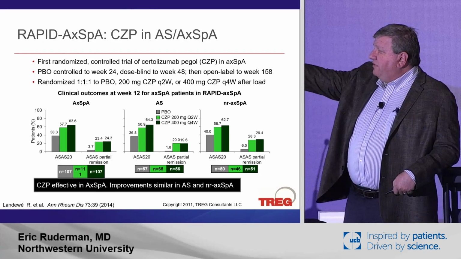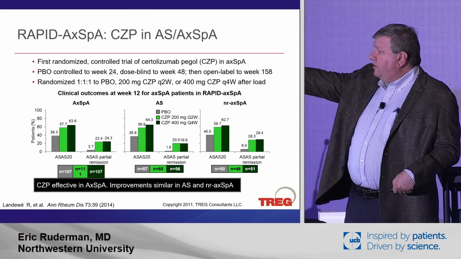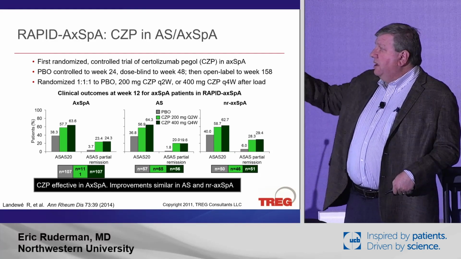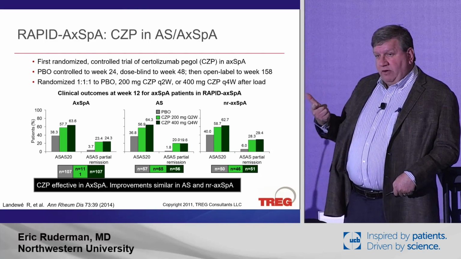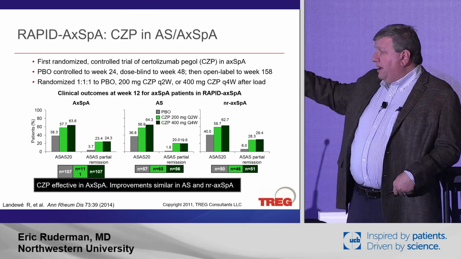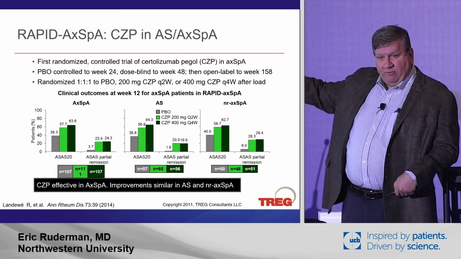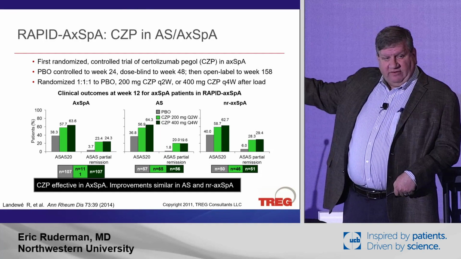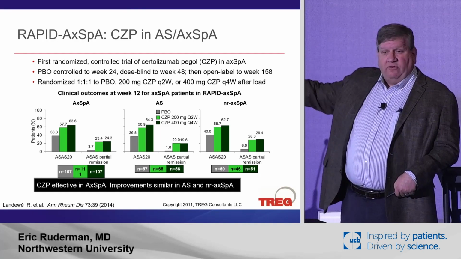If you look on the left, there's the total response. And if you look on the right, the 2 different groups on the right, AS or non-radiographic AxSpA, all of whom by definition in this trial had to have an abnormal MRI or an elevated CRP to get into the study, same response.